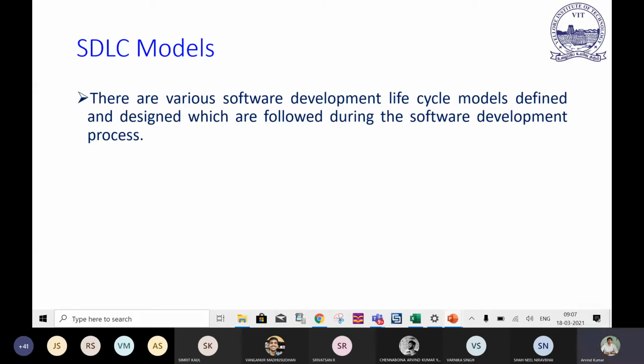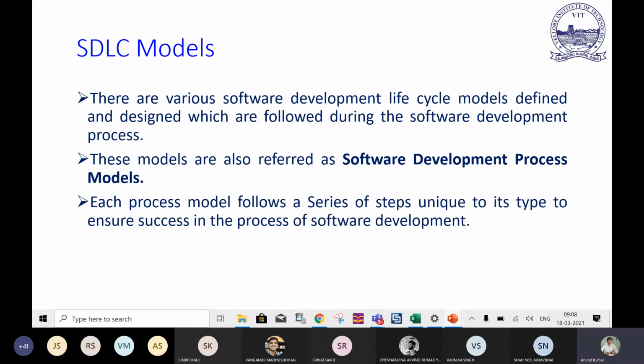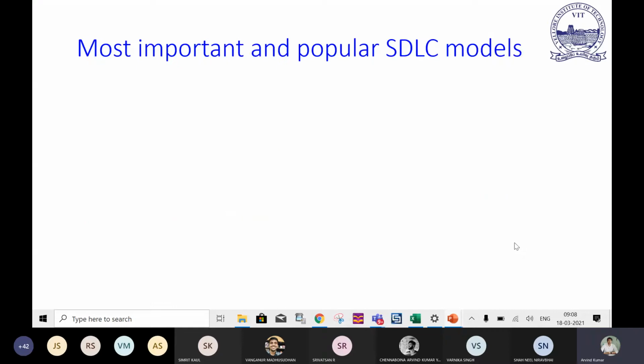Models are also referred to, in the software industry, as software development process models, and each process model follows a series of steps unique to its type to ensure success in the software development. The most important and popular models are available. Among them, first is the waterfall model. It was the first developed, the oldest model. It's not very familiar in the software industry and not feasible, especially for the kind of systems people are following now. But this model was derived from hardware companies, like companies making guitars. So it starts step by step.